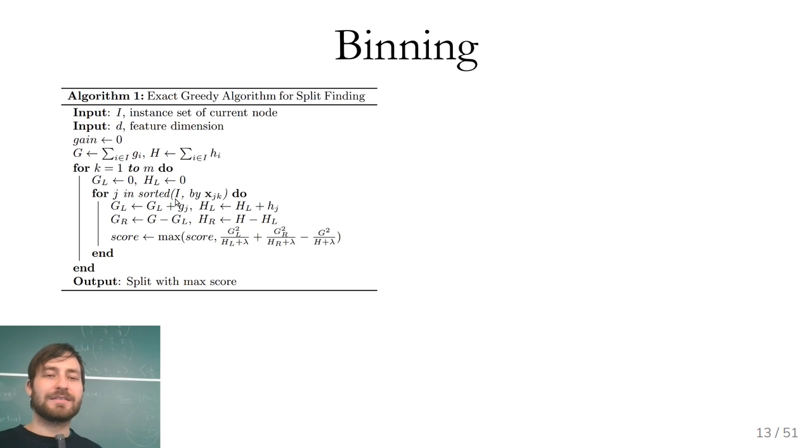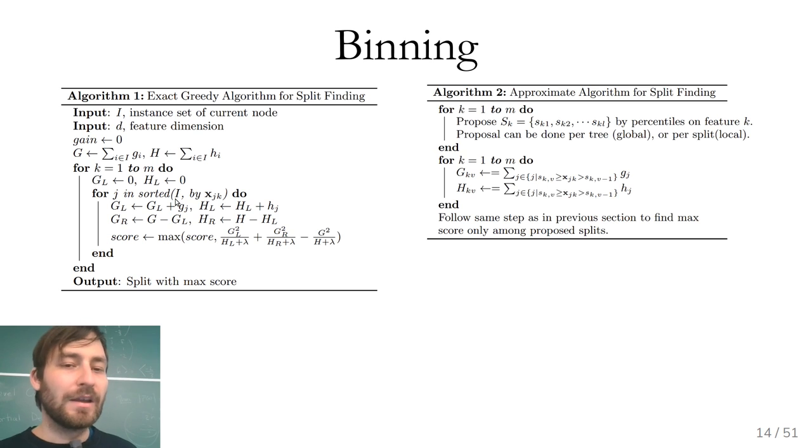And as the name of the slide says, the way to accelerate this is binning. So instead of sorting, we propose percentiles for each feature. It can be done globally or per split. Usually, it's done globally. So you take your feature, compute the percentiles, and then you bin your data. This is a pre-processing step where you basically discretize your data. So now it's ordinal.